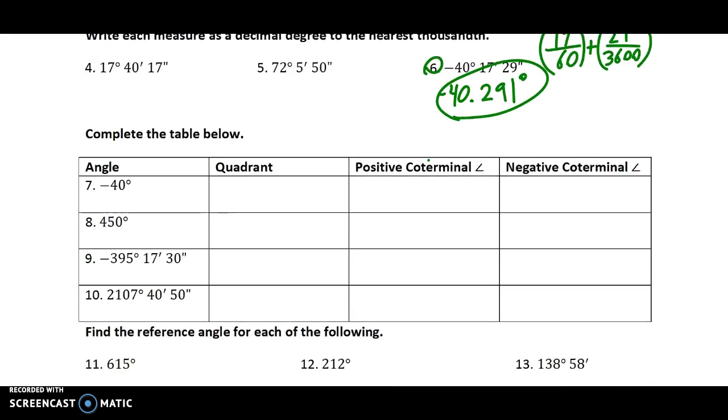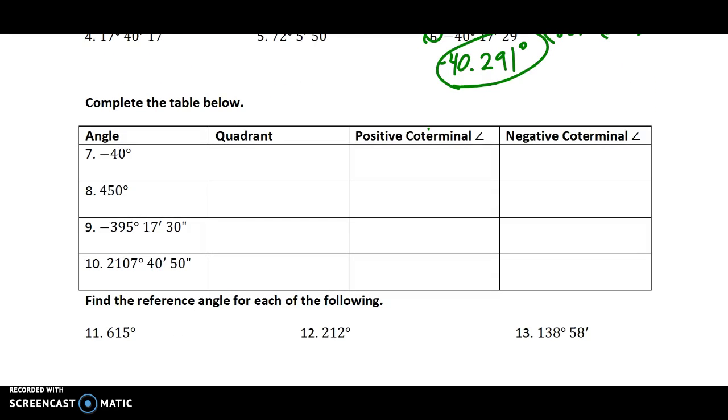Okay? All right. Completing the table below as far as what quadrant, getting coterminal angles, I'm going to pick number 9 here to help us out a little bit. First thing I need to do is figure out what quadrant this is in. We have negative 395 degrees, 17 minutes, 30 seconds. To figure out what quadrant this is in, I'm going to keep adding 360 degrees until I get an angle that's between 0 and 360 degrees, and then I'll know what quadrant it's in. If it's between 0 and 90, it'll be quadrant 1, 90 and 180, it'll be in quadrant 2, and so on. So let's go ahead and do that.